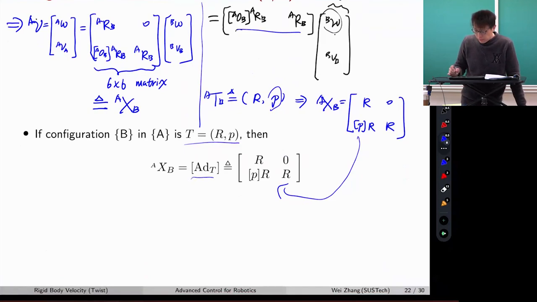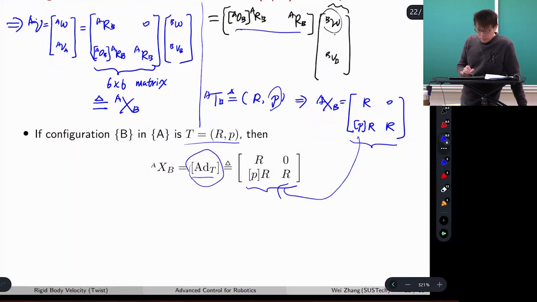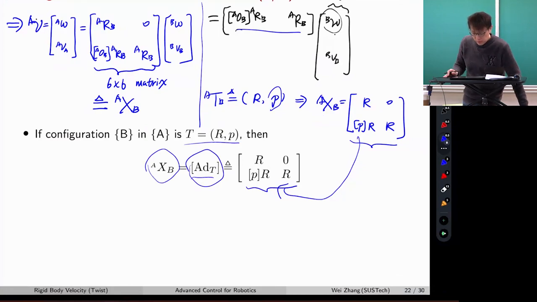First of all, this change of coordinate matrix X, B to A, depends on what? It depends only on the configuration of B relative to A, which is characterized by R and P, right? So you give me a homogeneous transformation matrix, which is R and P, then I can automatically construct this change of coordinate matrix. This matrix is the so-called adjoint of T, which is defined like this. Sometimes I may use this notation, but most of the time I will just use X, B to A. When it's clear from context, I may drop this BA. It's a change of coordinate.